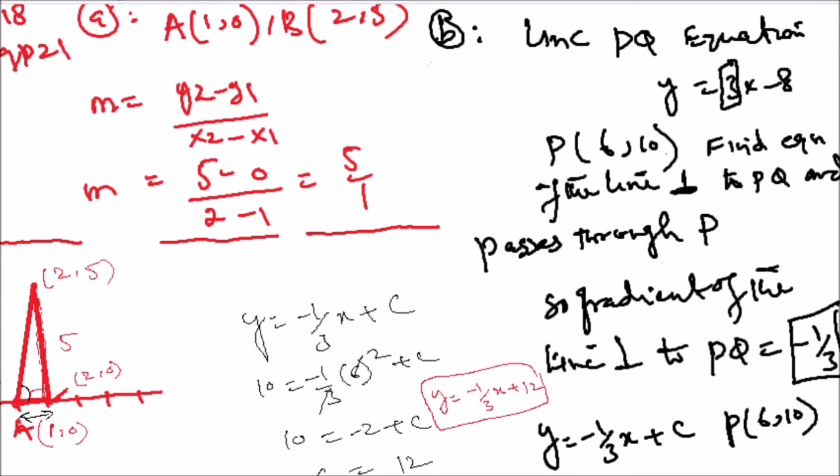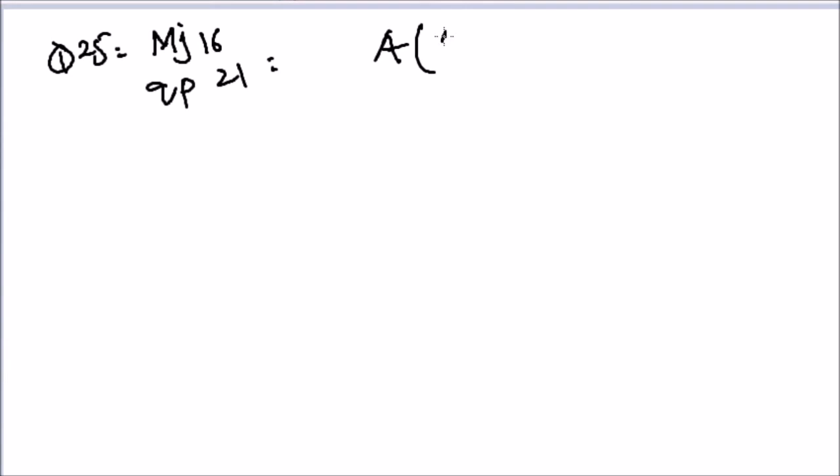Okay, now we will start a new question. Another question, question number 25. This is May June 16, and question paper is 21. The question is, point A is given. You can see the question in past papers. Point A is (4, 1), point B is, let's say, (10, 15). Now these two points are given to us.